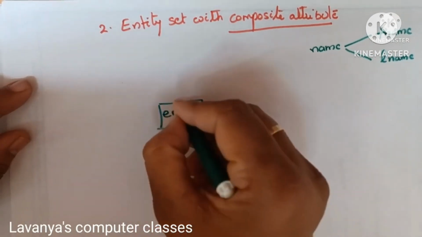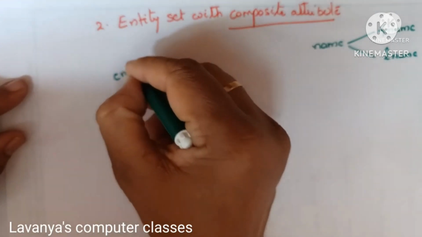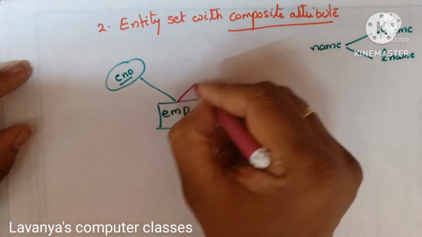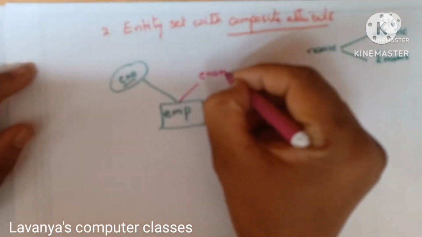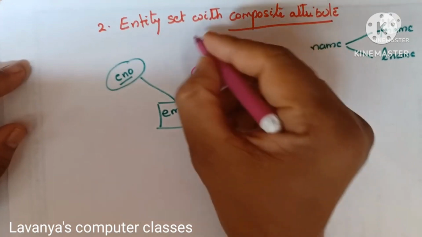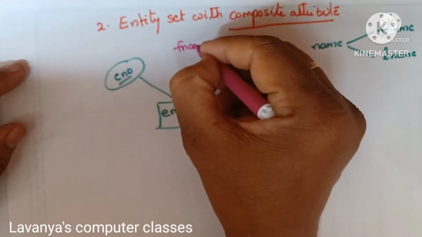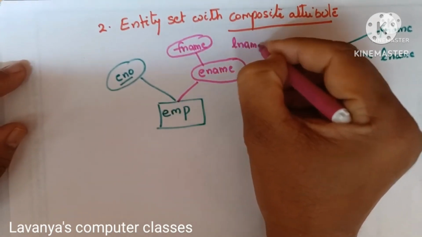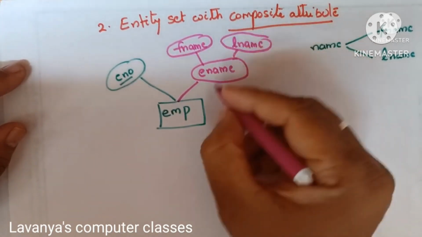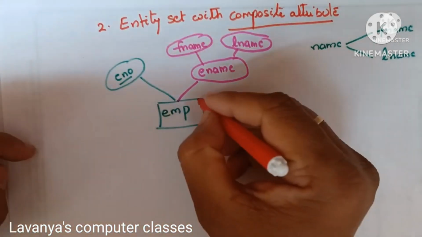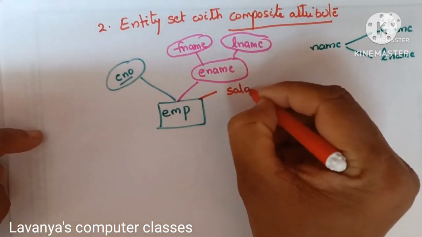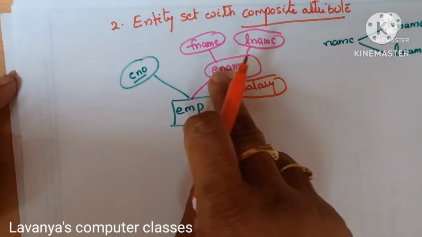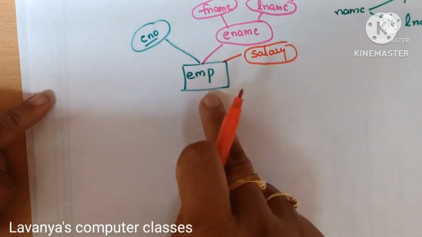Now we'll take some simple example. Entity set is employee. The attributes are employee number, which is a key attribute, that's why I put underline. Next, employee name. Now we'll take employee name as a composite attribute. That means employee name is divided into two parts: one is the first name, second one is the last name. So here employee name is a composite attribute. And one more attribute is salary. Here I consider employee number and salary both as simple attributes. Employee name is a composite attribute.